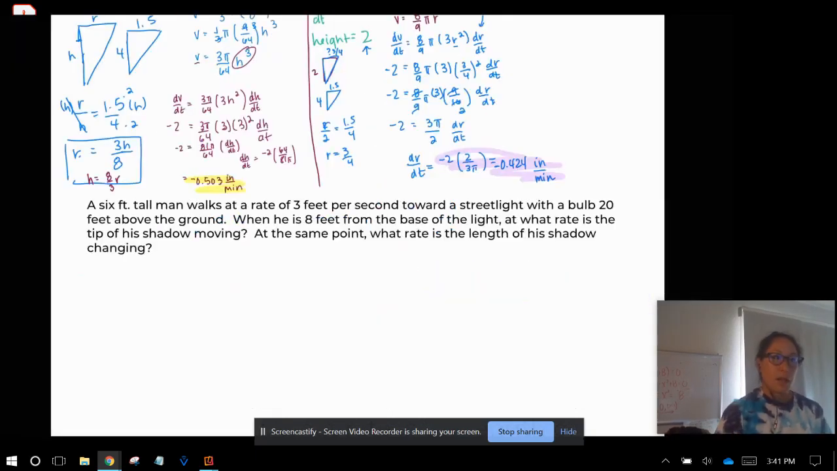Okay. A 6-foot man walks at a rate of 3 feet per second towards a street light with a bulb 20 feet above the ground. When he is 8 feet from the base of the light, at what rate is his shadow moving? And at the same point, what rate is the length of his shadow changing? So again, 2 questions in one, my fave.